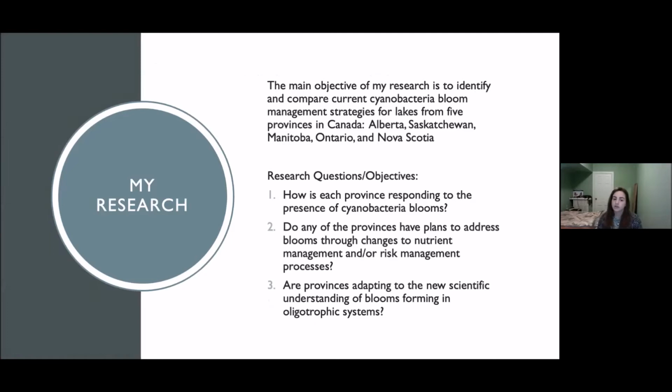The second question is, do any of the provinces have plans to address blooms through changes to nutrient management or risk management processes? And are provinces adapting to the new scientific understanding of blooms forming in oligotrophic systems? The last one is particularly important because this new understanding could allow us to manage blooms in nutrient-poor systems, and it could also allow us to adopt more stringent or site-specific phosphorus loading targets for eutrophic systems.